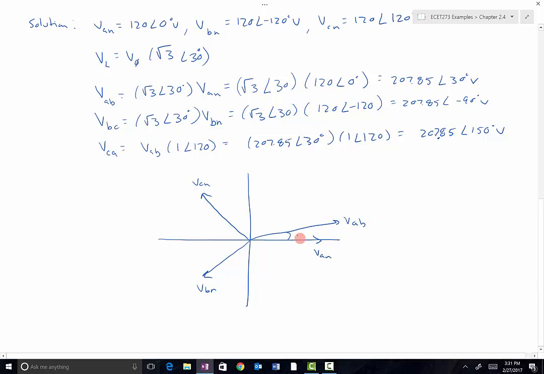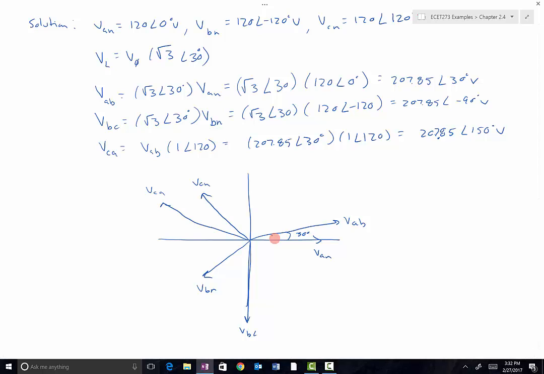That's VAB, and that angle right there is 30 degrees. VBC is straight down in this direction. It's got a total angle of negative 90. And then finally we've got VCA, which is 207 angle 150. So that's about right there. And we'll notice there's a 30-degree phase shift between those two, 30 degrees here and 30 degrees here. And there's three sets of voltages that are 120 degrees out of phase. It's 120 from AN to CN and 120 from AN to BN. It's 120 from AB to CA, and it's 120 from AB to BC here. So that's the phasor diagram for the voltages.